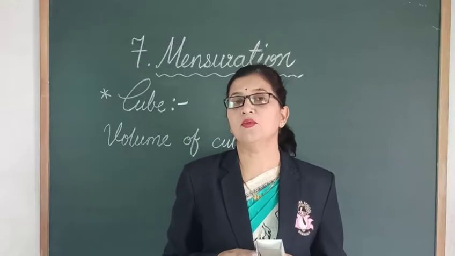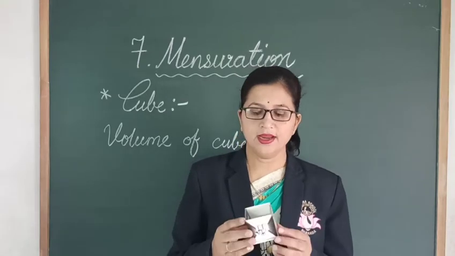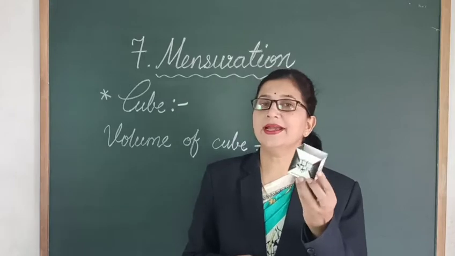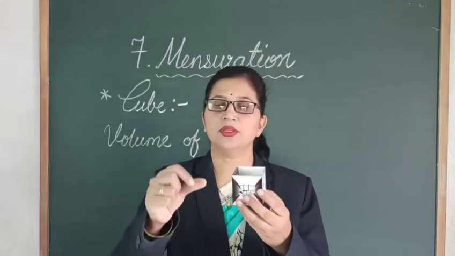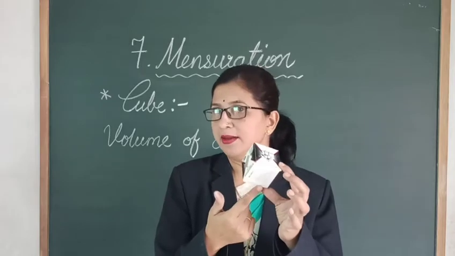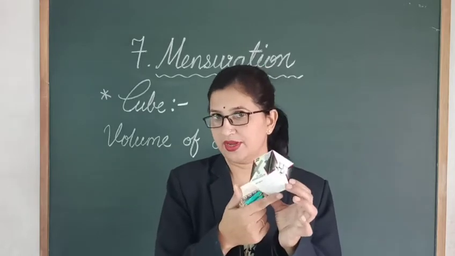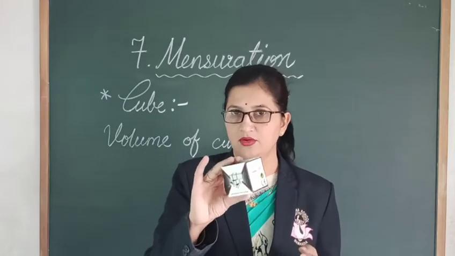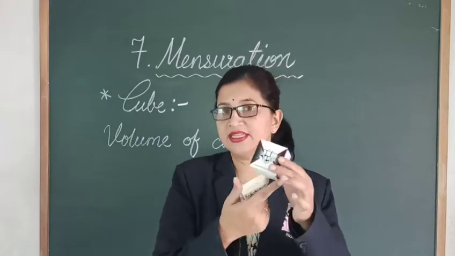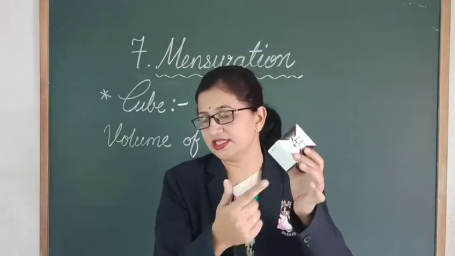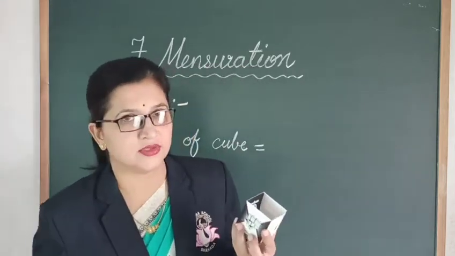Now let's find out the volume of a cube. Now this is a cubical box. To get its volume, if we pour water in this, first it will occupy the base area, which is a square. We know that all its faces are equal. So first it will occupy the base area, which is a square. That's why we'll say it as L square.